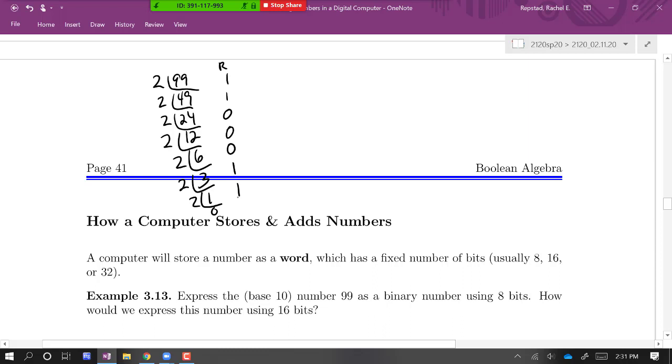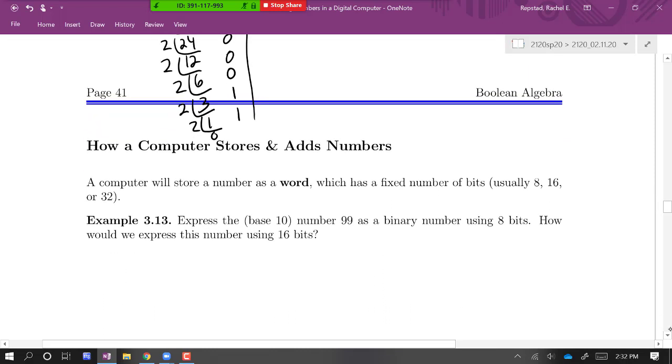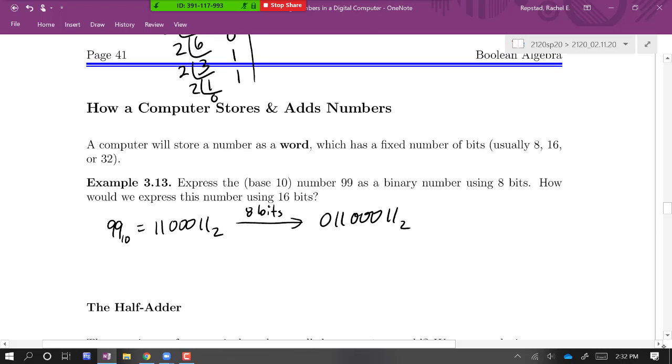How do we use this to figure out what the number is in binary? The bits at the bottom. Yeah, so read from the bottom up. So 99 as a base 10 number is 1100011 as a base 2 number. So that's 7 bits. If we wanted to use 8 bits, we just add a leading 0. And if I wanted to store it using 16 bits, we just add 8 more zeros.